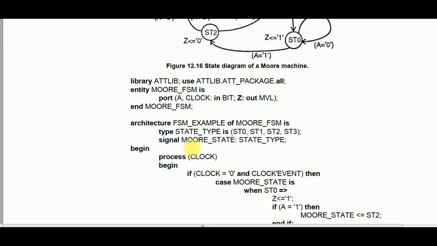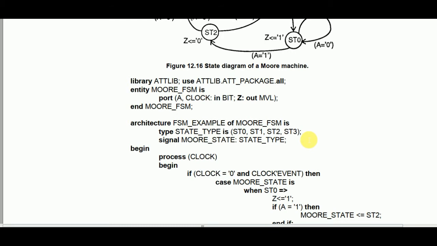FSM example of Moore FSM. State type is ST0, ST1, ST2 and ST3. Here state type is an enumerated data type. You can refer to the enumerated data type in the data type section. Then the value of state type is ST0. ST0 means state 0, then ST1, state 1, state 2, state 3.